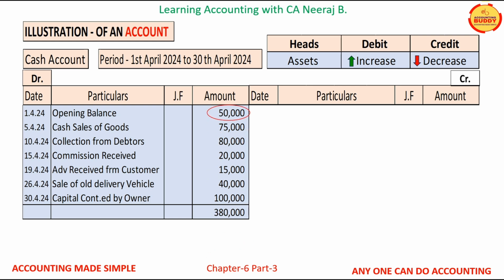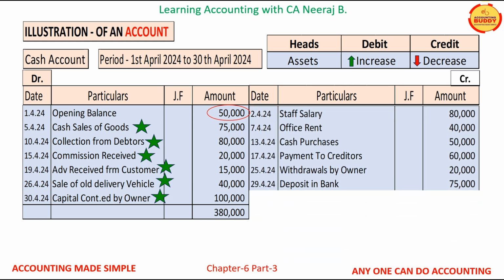Left hand side of the cash account, which is the debit side, has an opening balance of 50,000. All the transactions which result in an increase in the cash balance are recorded on the left hand side of the cash account. In this example, the transactions which increase the cash of the business are cash sales of goods 75,000, collection from debtors 80,000, commission received 20,000, advance received from the customer 15,000, cash received from the sale of old delivery vehicle 40,000 and the capital contributed by the owner 100,000.